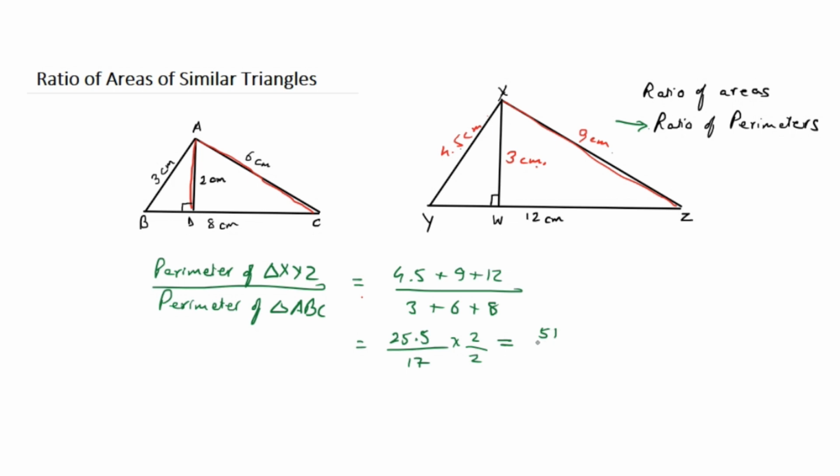Now 51 and 34 have a common factor of 17. So we can divide the numerator by 17 and the denominator by 17. 51 divided by 17 is 3 and 34 divided by 17 is 2. So we get that the ratio of the perimeters is also the same as the ratio of the corresponding sides, which is 3 is to 2.